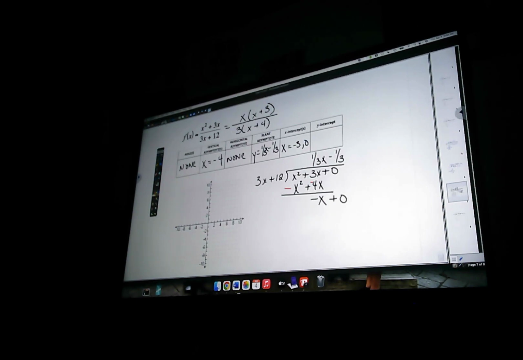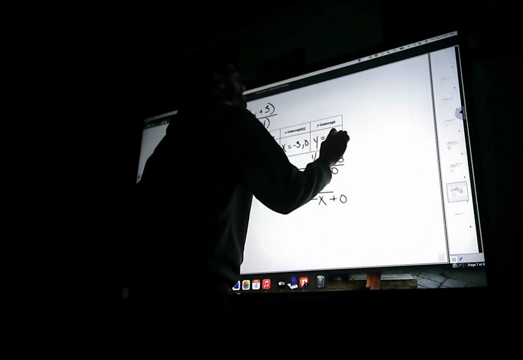Y-intercept, where does it cross the y-axis? 1/4. Incorrect, it is not 1/4. Note that there is an x paired with that 3. What's the top when I insert 0? 0. What's the bottom when I insert 0? 12. What's 0 over 12? 0.